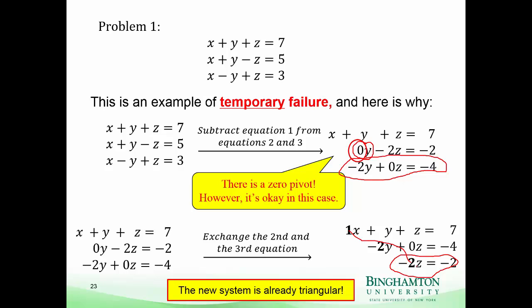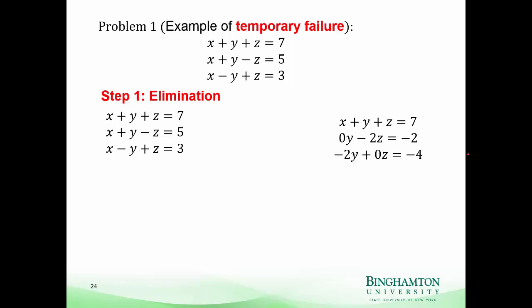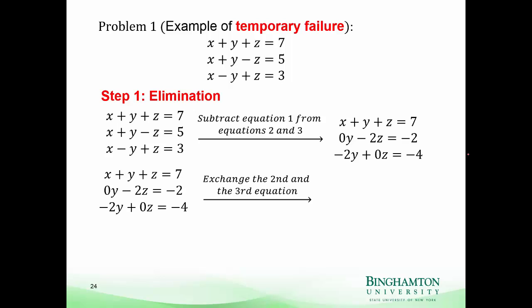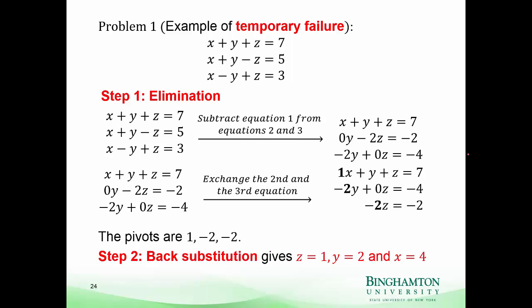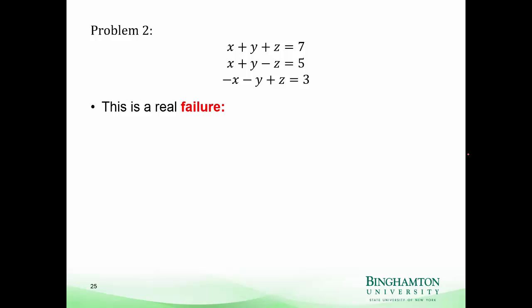I've got non-zero pivots on the diagonal. I've got an upper triangular form. I'm good to go. Now we can solve the last equation of this new set for z, back substitute into the second equation to solve for y, back substitute that y and z value into the first equation and solve for x, and I'm done. So here are the steps, and we've got those pivots, and we do back substitution, and we get our solution as z equal to 1, y equal to 2, x equal to 4. So here's problem number 2.